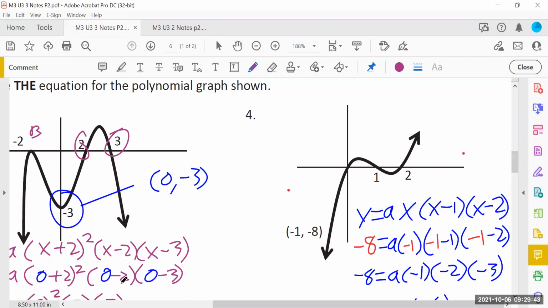So I'm just checking. Most of you are done with number 3, and it looks really good. Everybody, what did you get for your A value for number 3? 2. If you got 2 for your A value for number 3, you most likely did everything right. Just don't forget to write it out then. Y equals 2 times x minus 1 times x minus 2.